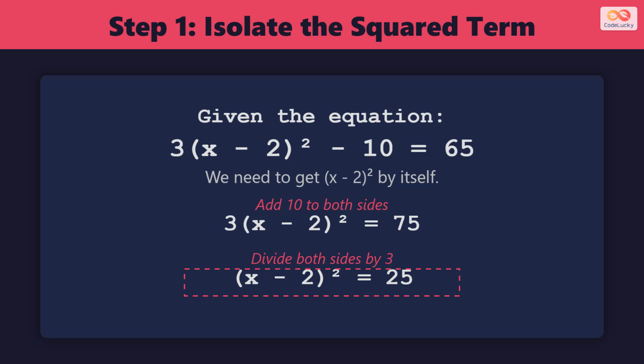The first and most important step is to isolate the squared expression. For example, if you have 3(x - 2)² - 10 = 65, you need to perform reverse operations. First, add 10 to both sides, which gives you 75. Then, divide by 3 on both sides. You are left with (x - 2)² = 25.